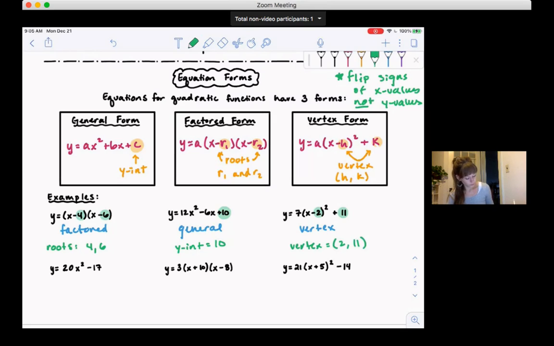All right, let's just do 3 more. So this one is also in general form. We're missing that x value, or that x in the middle, but that's just because the b value is 0. So this is still in general form.